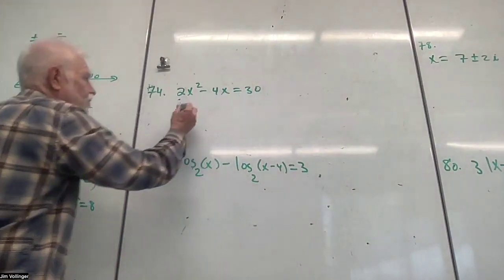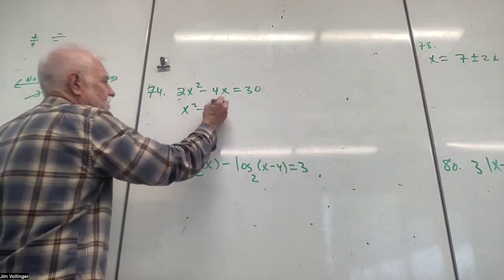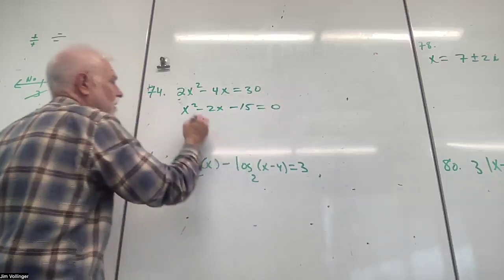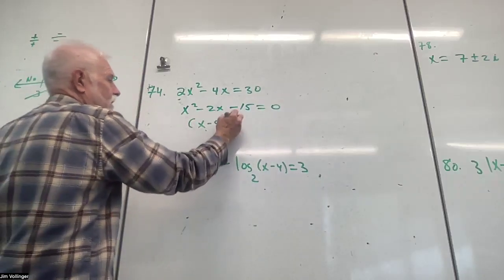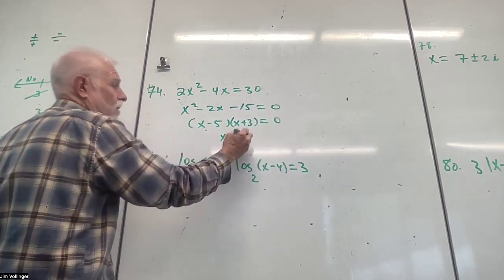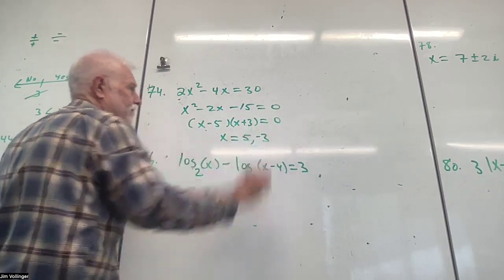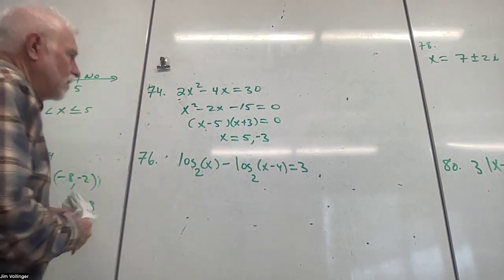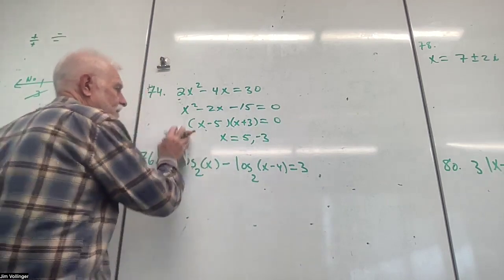Let's divide everything by 2. x squared minus 2x. Let's bring the 30 to the other side. So -15 equals 0. You can see that that's factorable. x minus 5, x plus 3 equals 0. So the numbers that work are 5 and -3. Got an eraser here, which is good. So I will erase that now. You can replay it.